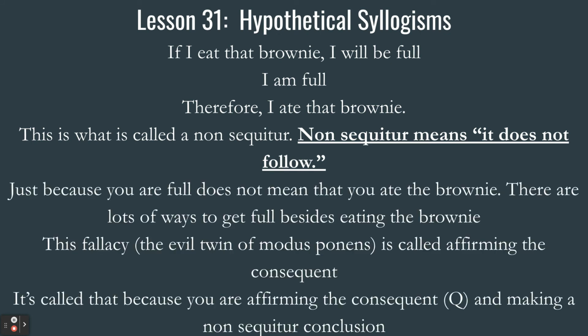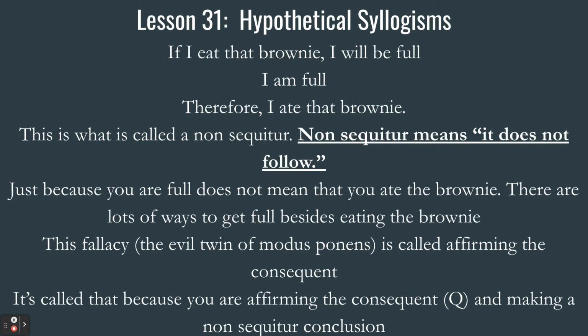Non-sequitur means it does not follow. As Thomas pointed out, just because you're full doesn't mean you ate the brownie. There's lots of ways to get full besides eating a brownie, like Vandernoot putting his head up off the desk. This fallacy, as we will call the evil twin of modus ponens, because you notice how close it looks to modus ponens, is called affirming the consequent.